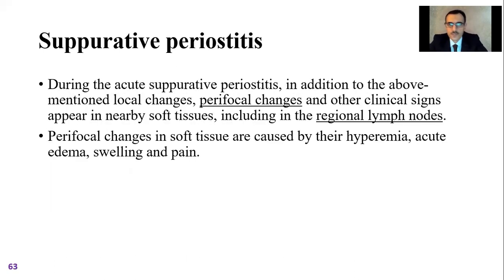During acute suppurative periostitis, in addition to the above-mentioned local changes, perifocal changes and other clinical signs appear in nearby soft tissue, including in the regional lymph nodes. Perifocal changes in soft tissue are caused by their hyperemia, acute edema, swelling, and pain.